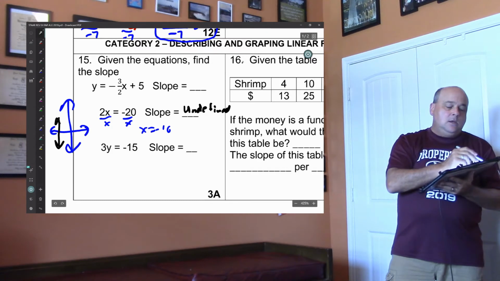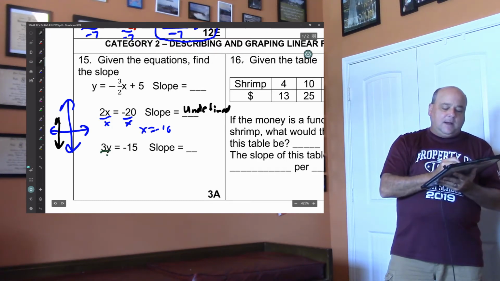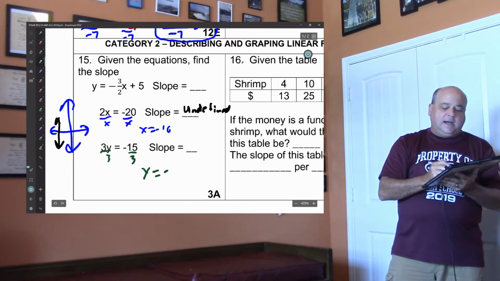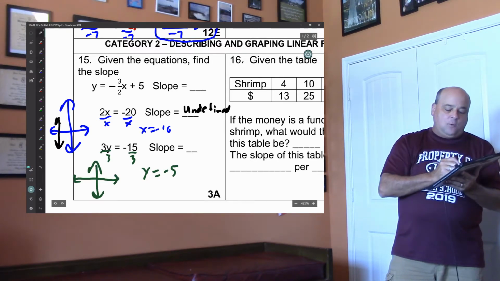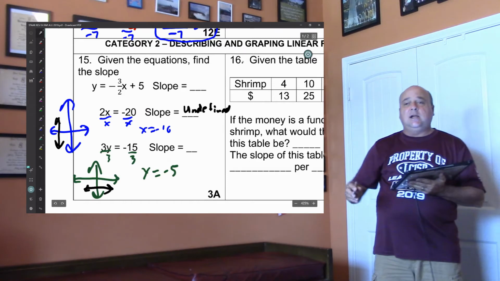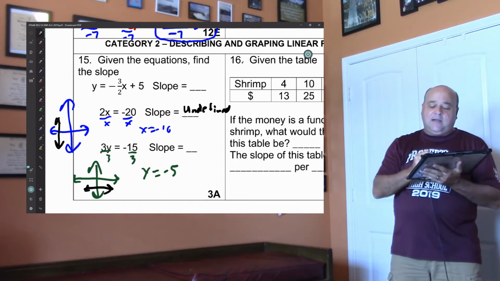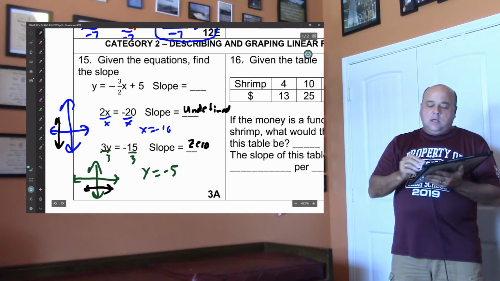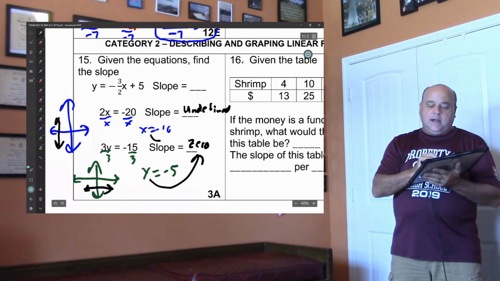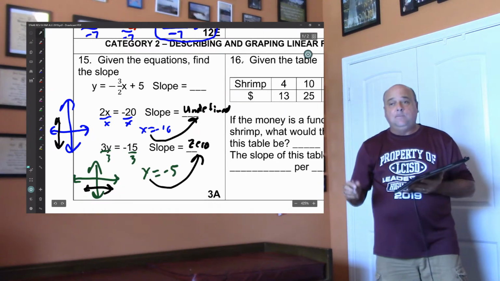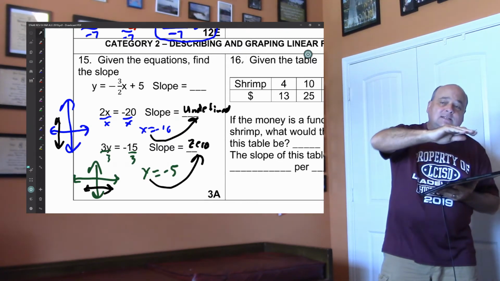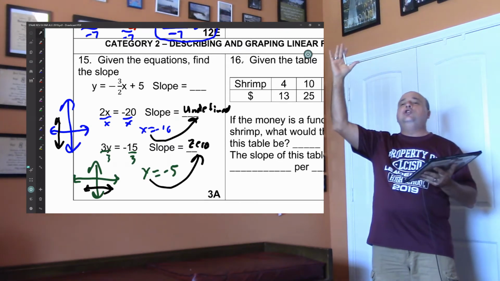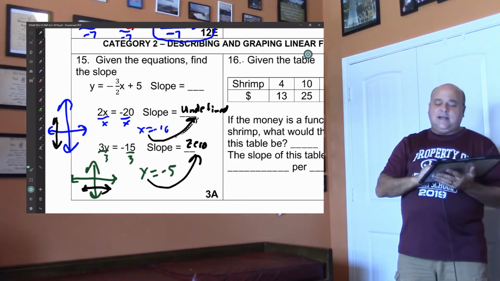Vice versa. On the next problem, if you divide by 3, we get y equals negative 5. If you were to graph that line, it would be a horizontal line through the y-axis at negative 5. It would be flat. It would have a 0 slope. So y equal is 0 and x equal is undefined. An x equal line has an undefined slope. A y equal line has a 0 slope. That is huge. Make sure you get that down.